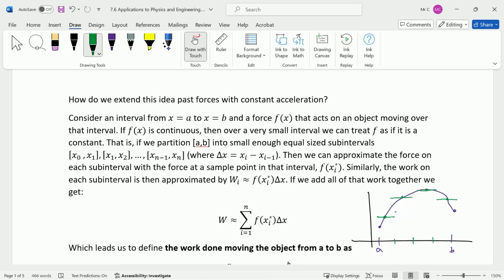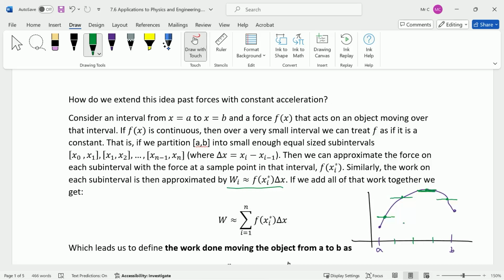So we take some point on the graph, we pretend the force is constant the whole way, and then we use that level of force times the distance to measure the work on the subinterval. So now that we have the work on that subinterval, we can express it as f of x sub i star delta x. And if we add all of that work together, we can approximate the total work from the whole interval from a to b as the sum of those forces times the distances.